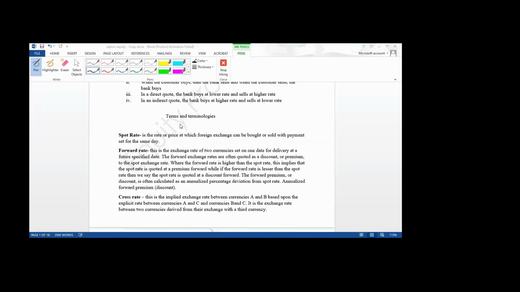For example, if you are buying dollars now, the exchange rate that applies now is known as the spot exchange rate. Or if you plan to sell dollars today, the exchange rate that applies today is known as the spot exchange rate.